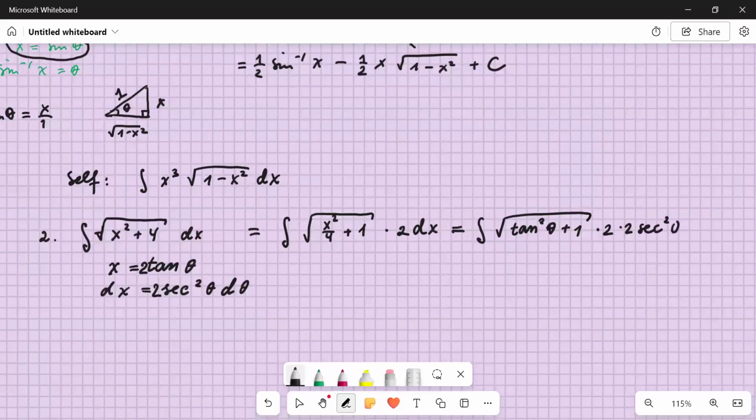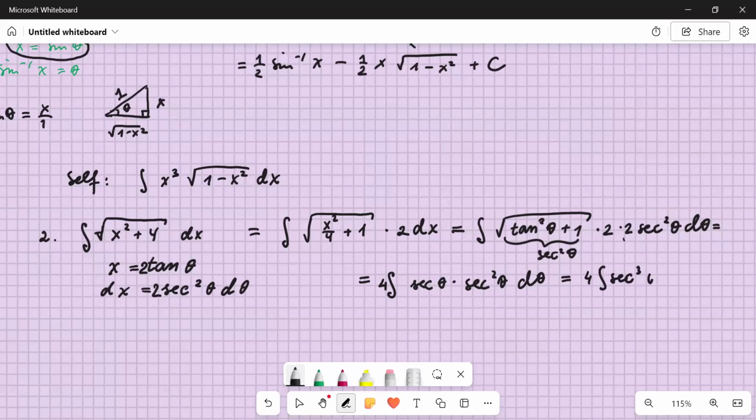2 secant squared of theta d theta. And well, let's just simplify it. I know that this is secant squared. So the square root is going to produce just secant. And there are 2 more secants here: secant squared of theta, then d theta. And we have to multiply by 2 and by 2, which I'm going to put in front. Okay, so if I combine all the secants, I'm going to have secant cubed of theta d theta.